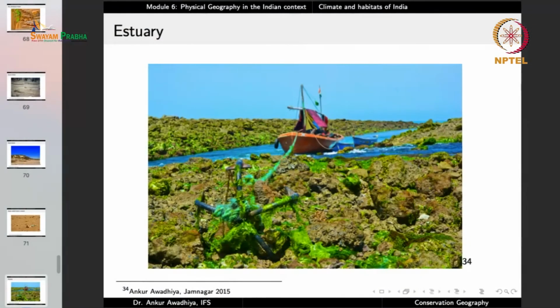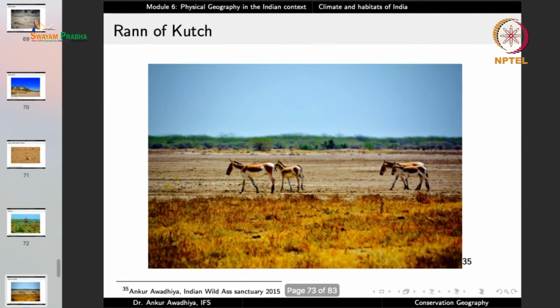This is an image from the Rann of Kutch, the Indian wild ass sanctuary. Now, the Indian wild ass, which is also known as khur, is only found in these areas. It is endemic to these areas. Now, the Rann of Kutch is a very flat area. It gets inundated in certain seasons, but for most of the months it is very dry. So you can observe that you have these vegetations in the form of herbs and shrubs, but not a large number of trees.